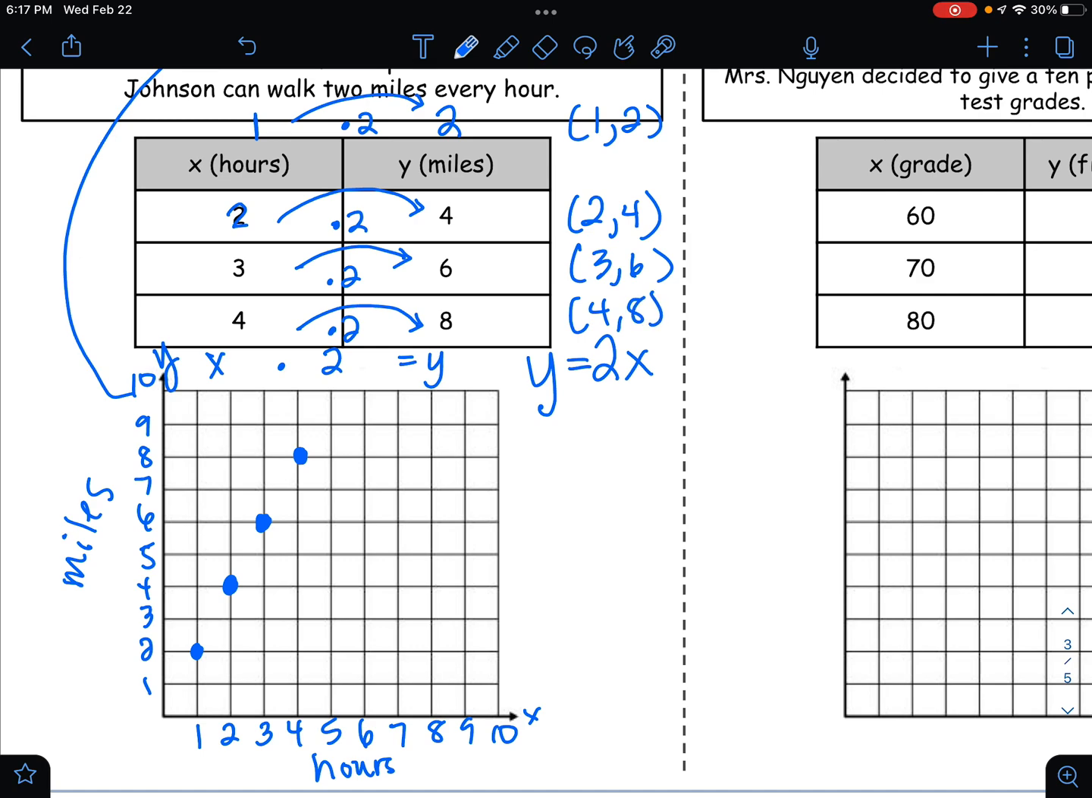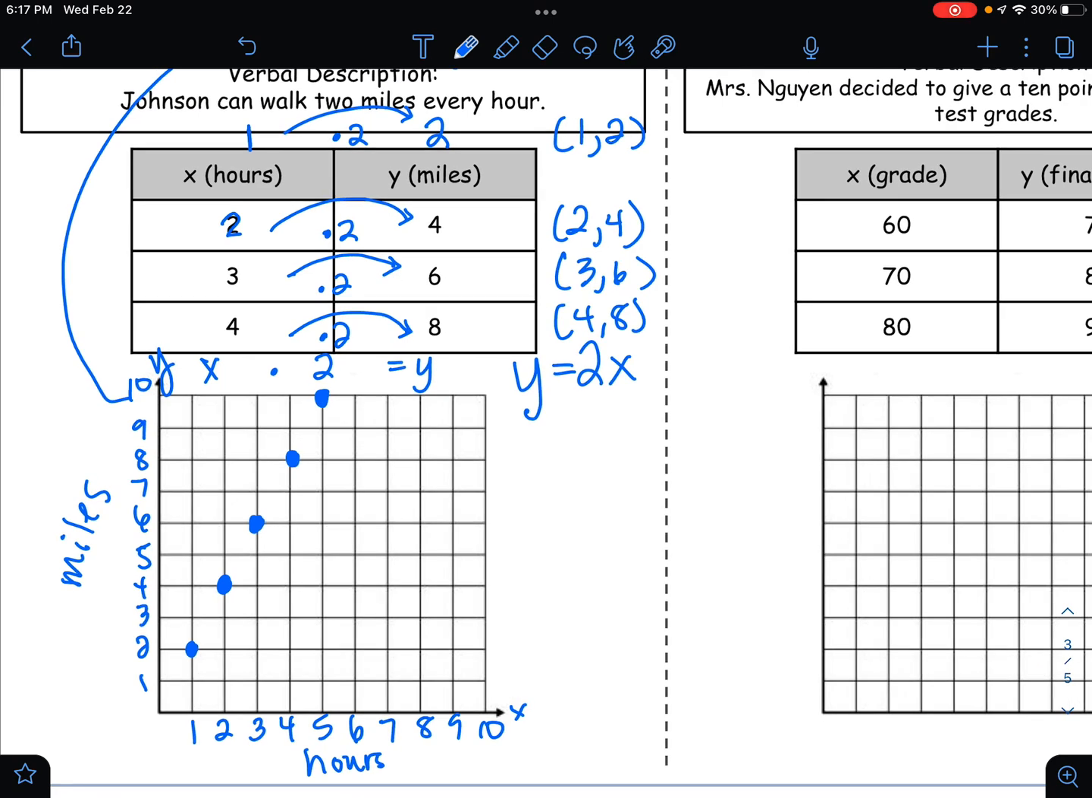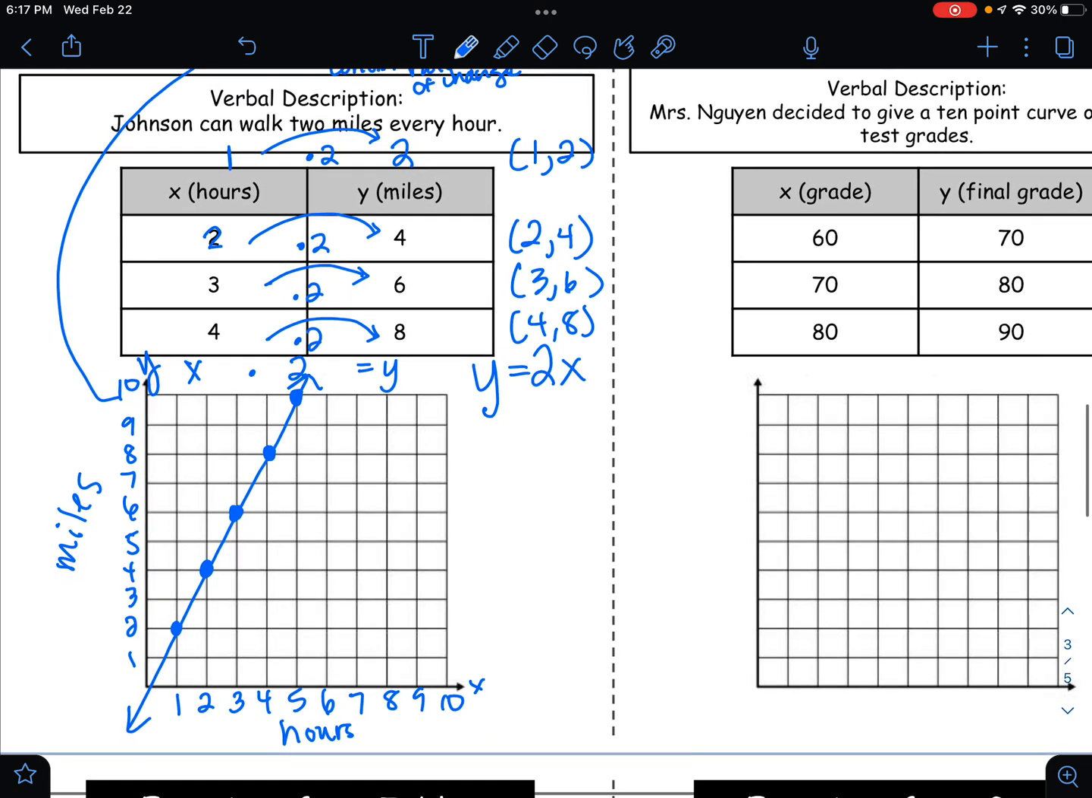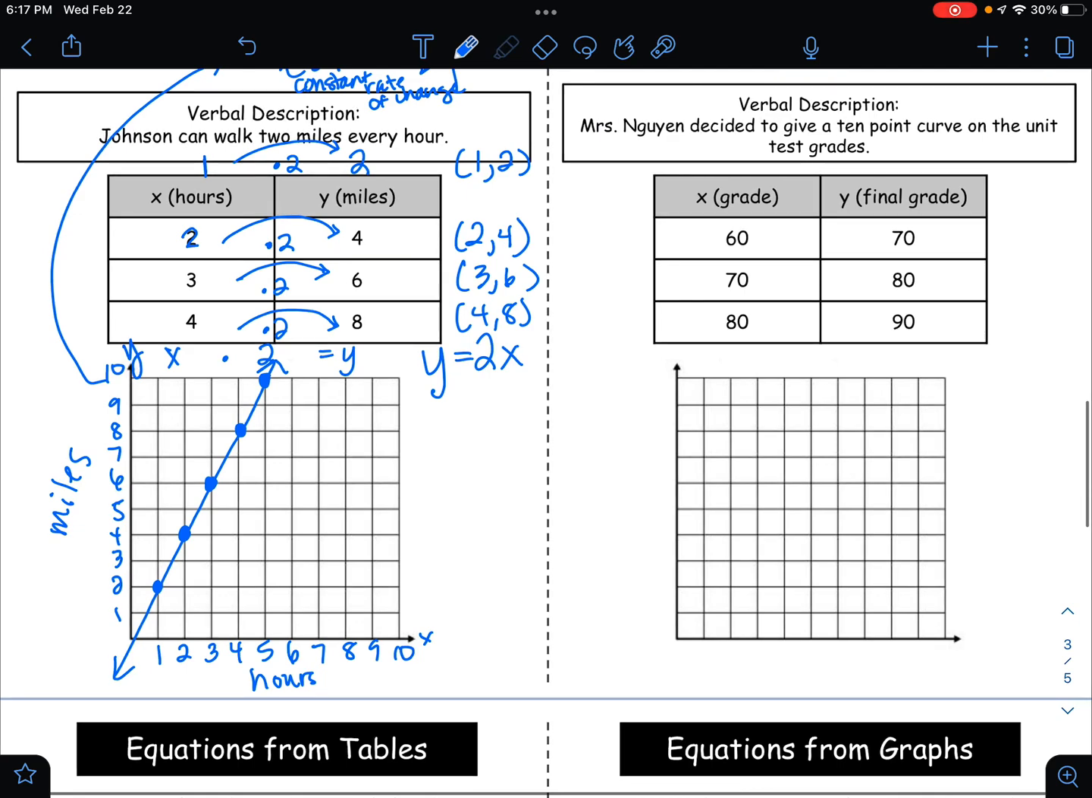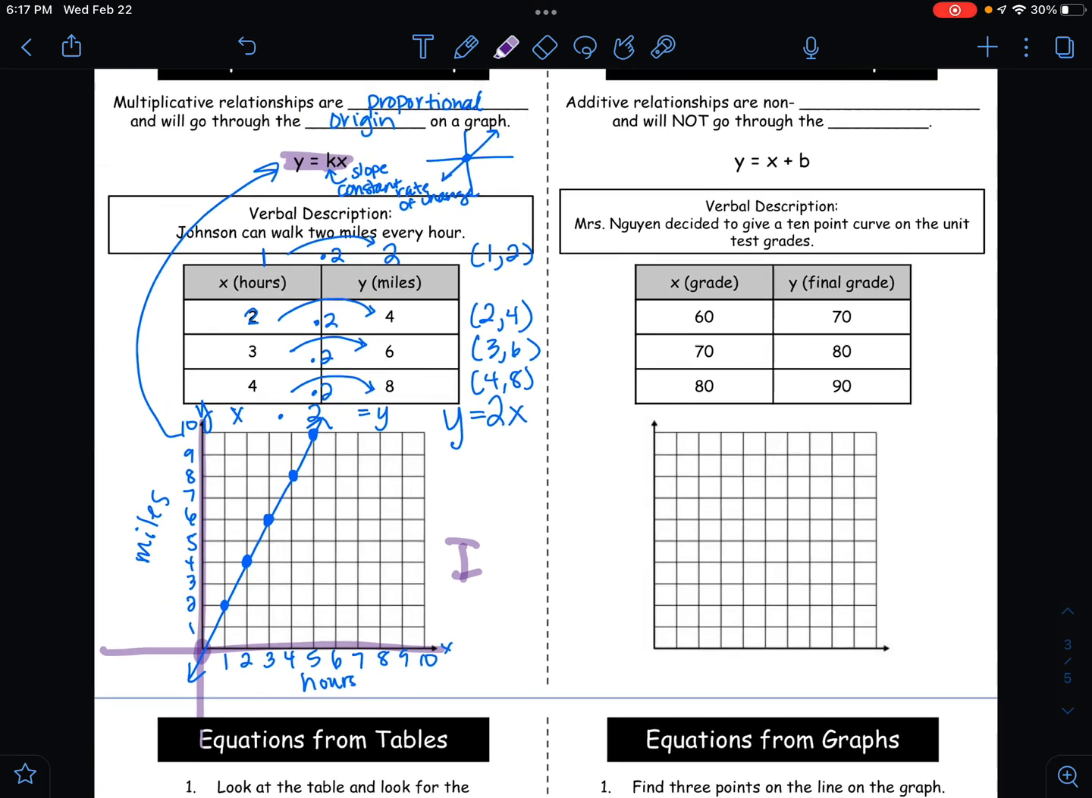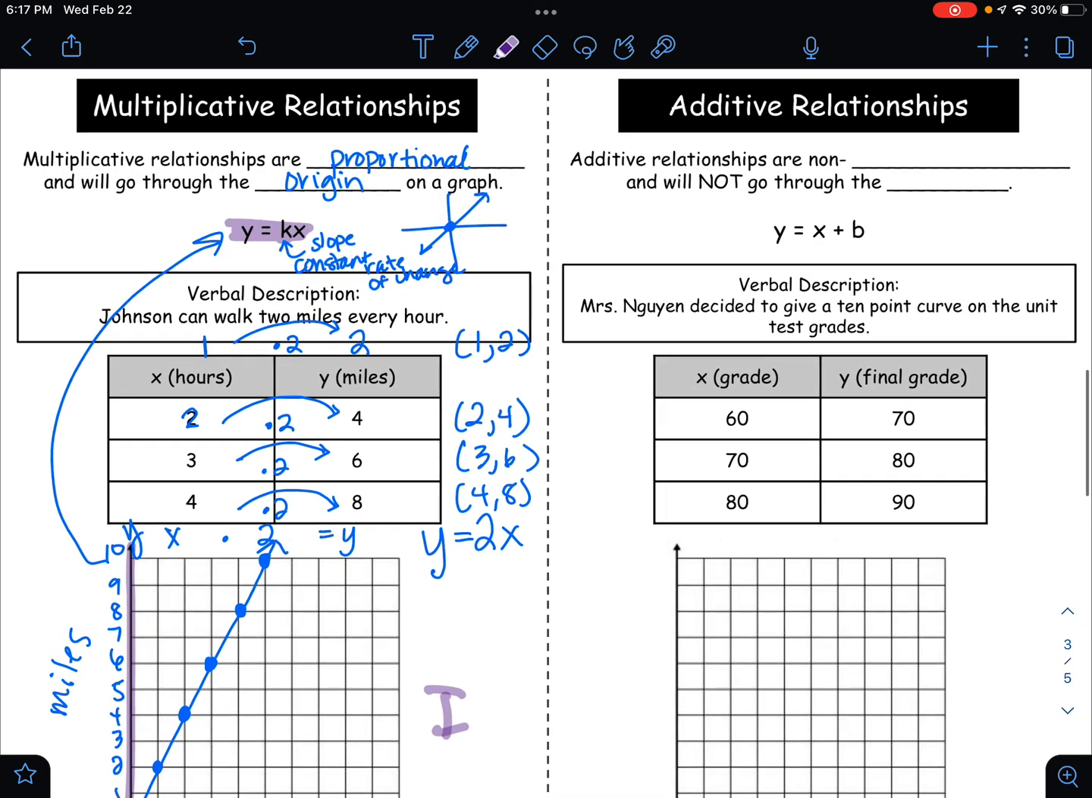Okay? And even though it's not on the table, we know that in 5 hours, he can walk 10 because our verbal description tells us he can walk 2 miles every hour. Okay? And then when we draw our graph, we just connect the dots and the arrows go just like that. It's just as if this is quadrant 1. Pretend that there's a full 4 quadrant graph here. Okay? It only shows quadrant 1. It's going through the origin, so I can also see that this is a multiplicative relationship.